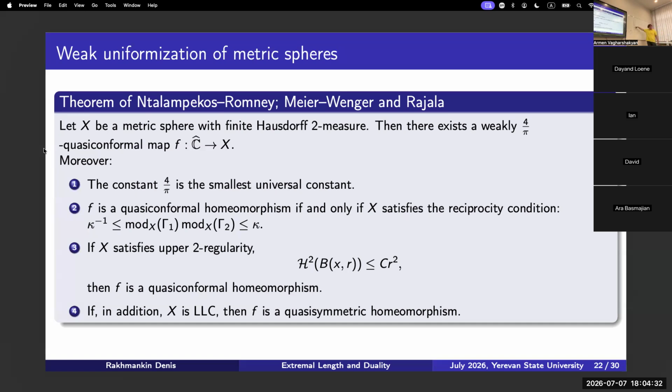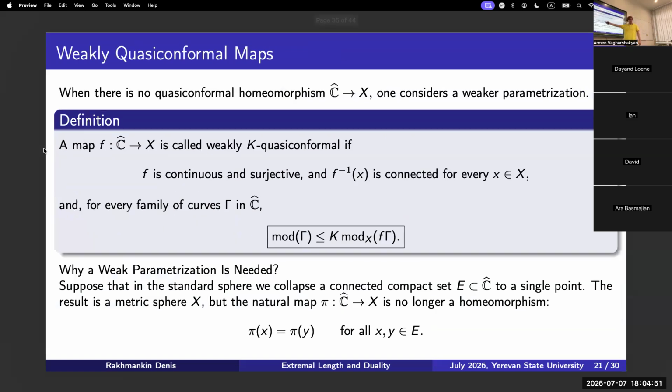This is an example: suppose on a sphere you have a disk, and you collapse it into one point. In that situation, for the reciprocity condition you should have an upper bound for the modulus of the image family, but right now the modulus can be too big, because when you collapse it, it's too easy to go through it, and because of that the modulus increases strongly. It becomes really big. That's the example. Yeah, that I understood.